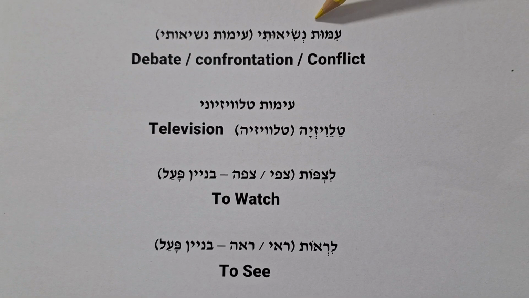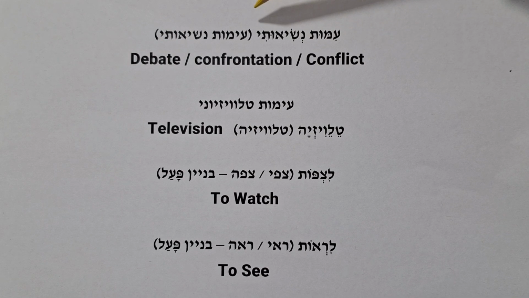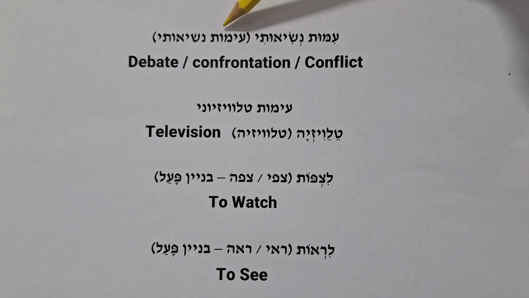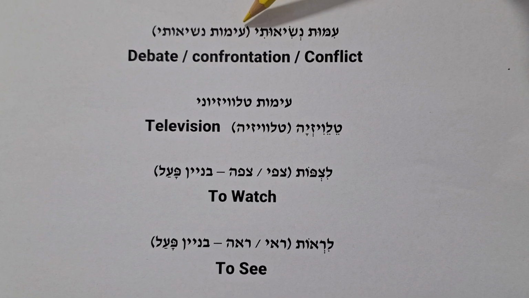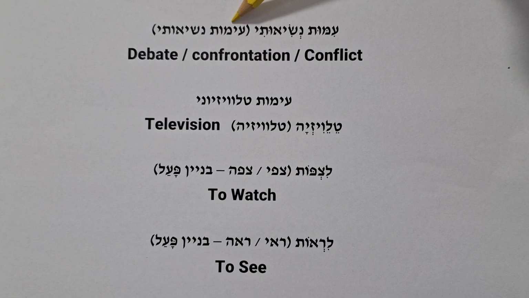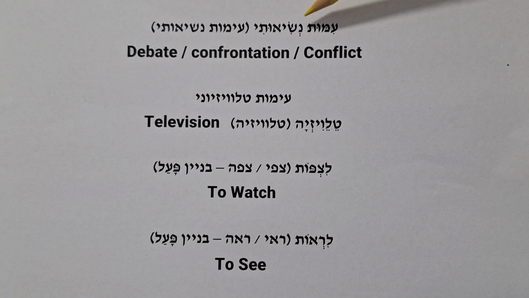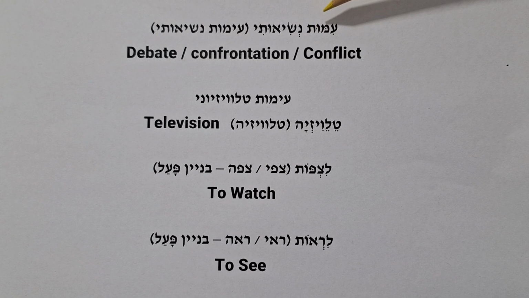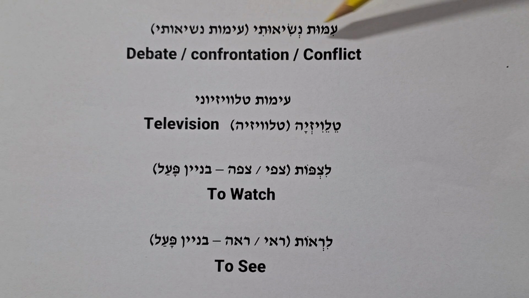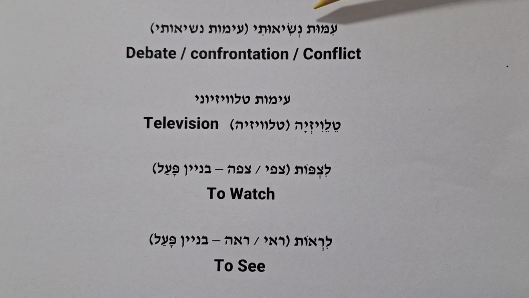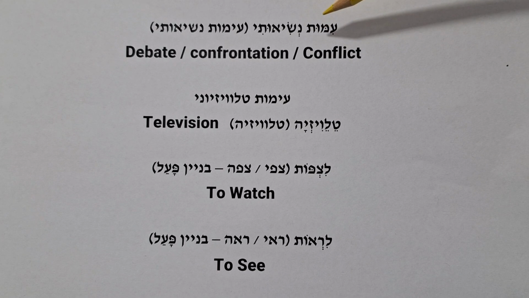So, עימות נשיאותי. And when we write עימות without Niqqud, we have to add here yod. And then we know that this is the sound of E. עימות נשיאותי. And עימות is also in Hebrew a confrontation and conflict. So now you know three meanings to one word, עימות.